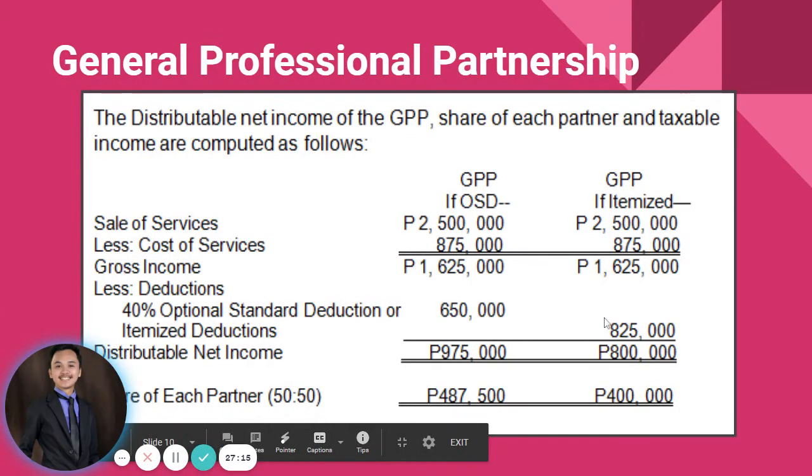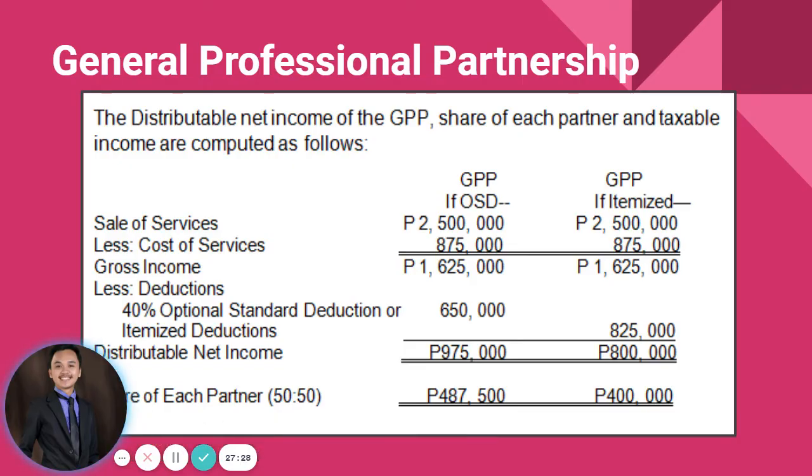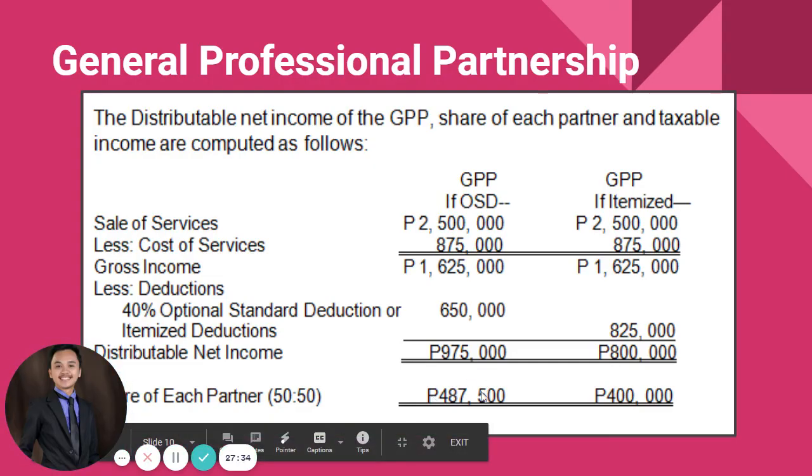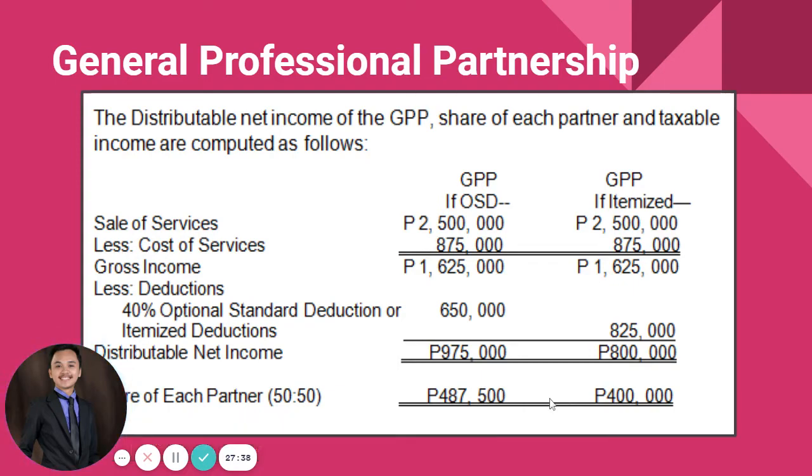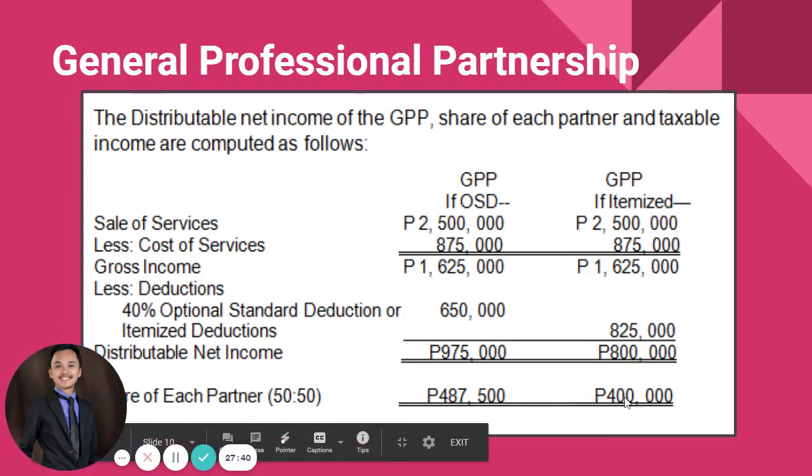And if it's itemized, there will be a distributable net income of 800,000. So the share of each partner under OSD will be 487,500, and for itemized, there will be 400,000 each. So again, guys, these shares of the partners, since the partnership is a general professional partnership, will be subjected to basic tax.